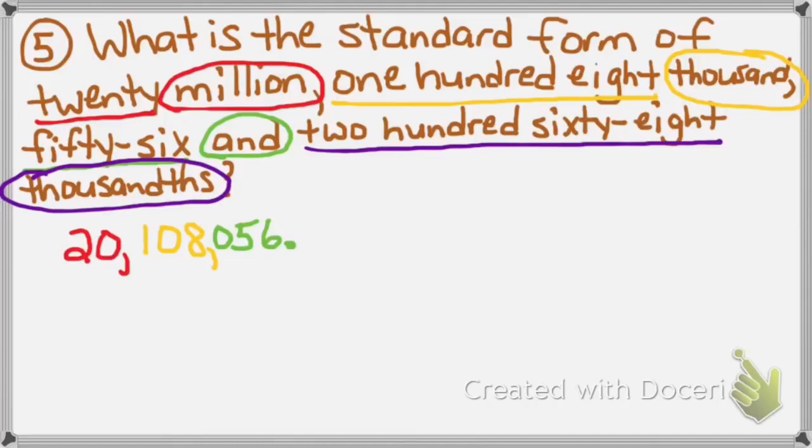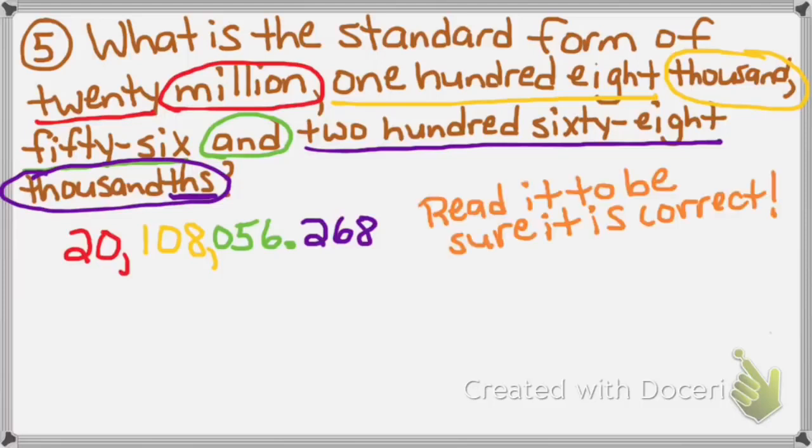Okay, so I need to put 268. So I'll put 268. My last digit is the 8, and that should be in the thousandths column, is it? Well, let's take a look at the decimal. Tenths, hundredths, thousandths. Yes, that 8 is in the thousandths column. So let's do a quick double check. And I'm going to read it to be sure it's correct.